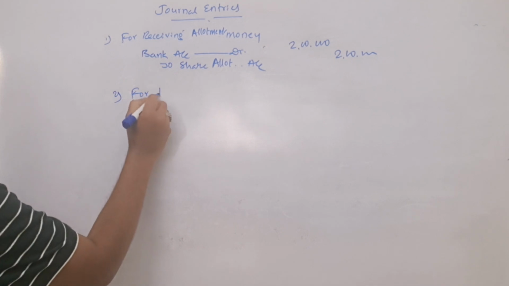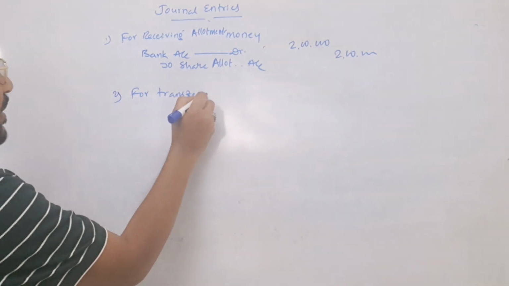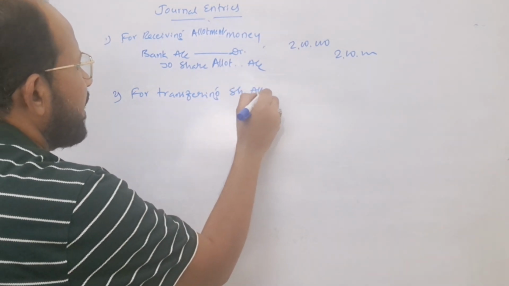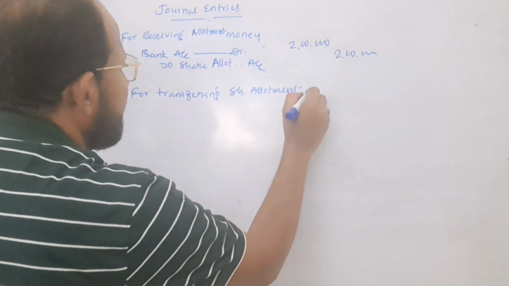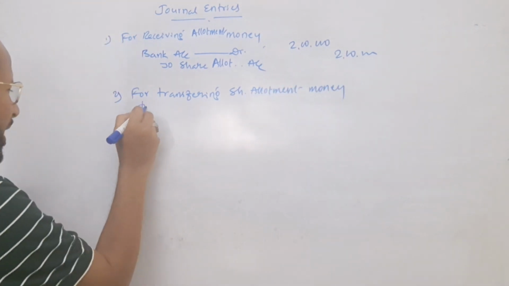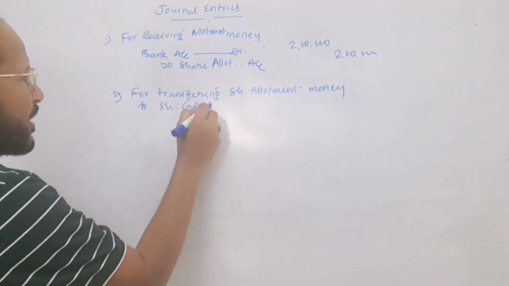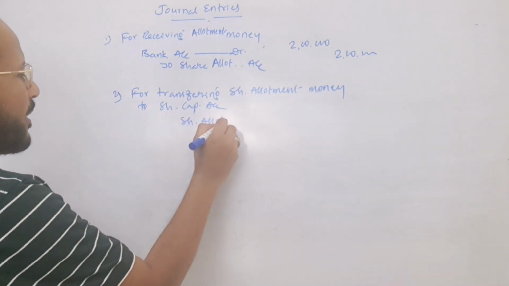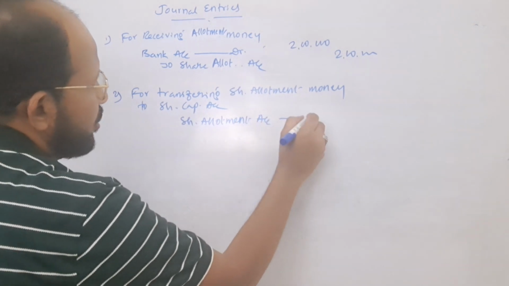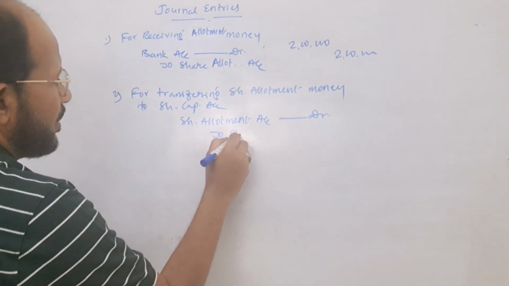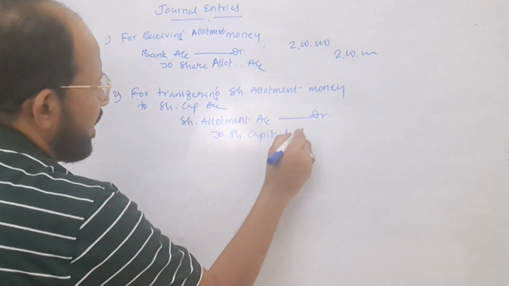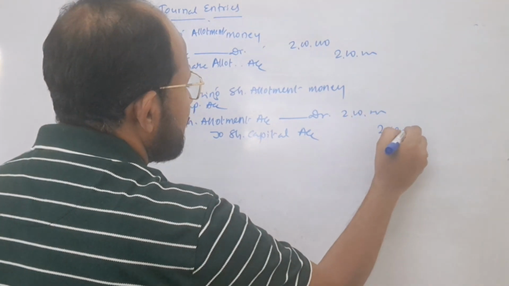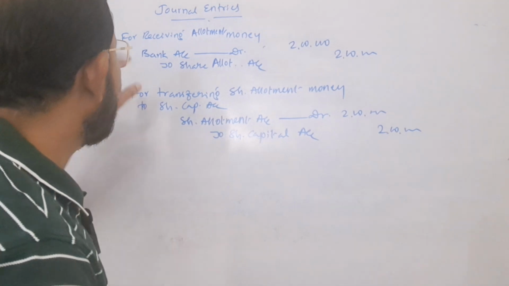For transferring share allotment money to share capital account, what journal entry is to be passed here? Share allotment account is debited. Share allotment account is to be debited to share capital account. Here assume rupees 2 lakh is there, 2 lakh and rupees 2 lakh. In this way, we have to pass the entry.